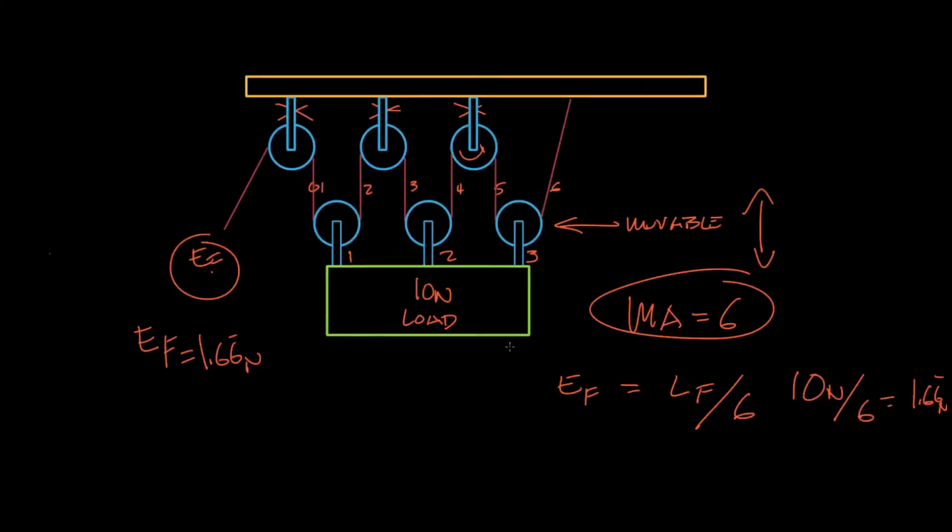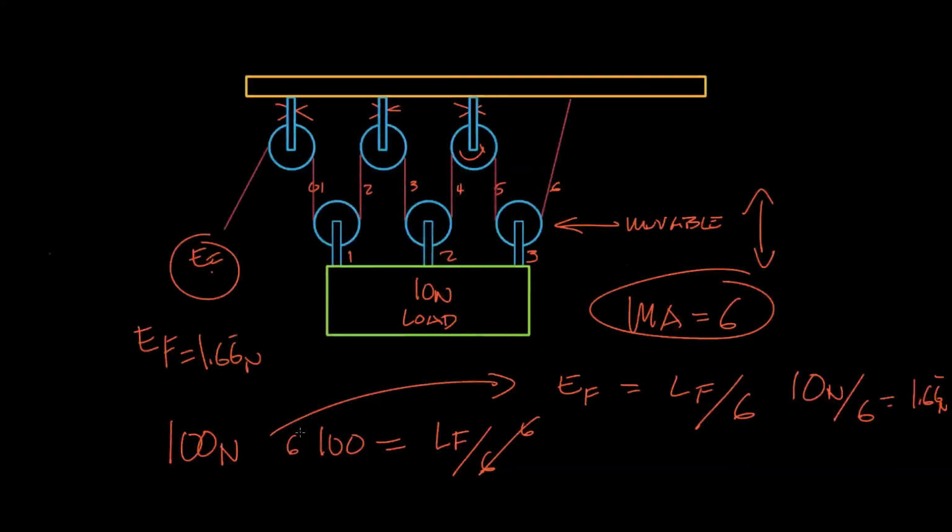We can also flip it around. We can calculate the load if we know the effort. So let's say in this system we're going to put in 100 newtons of effort. Let's just plug that into the same equation. So we have 100 newtons equals LF, which is our load force, divided by 6. Well, we can multiply by 6 on this side, cancel that out, multiply by 6 on this side. And so that's going to be 600 newtons that we can lift with this system.